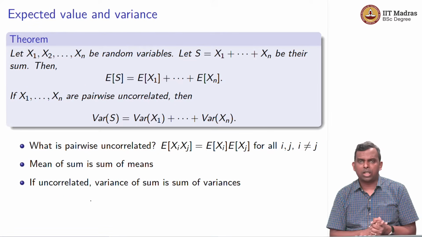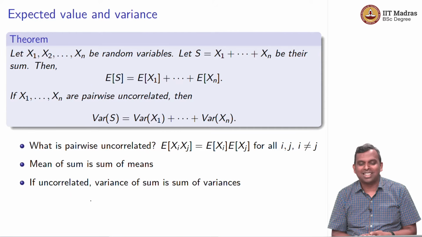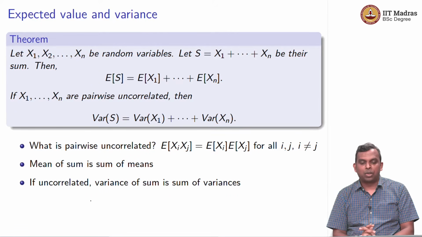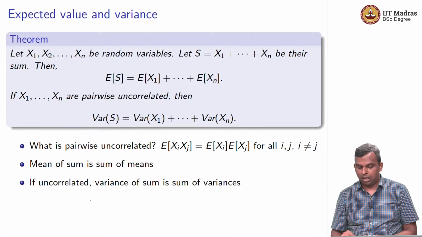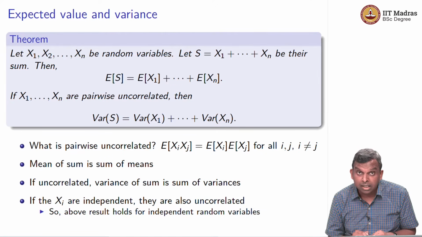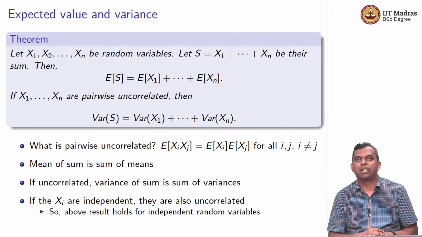This pairwise uncorrelation, being uncorrelated, can be checked quite often using data. At least roughly, you can check that. It's not too bad. So it's a very nice fact to remember. This is quite a powerful fact about the expected value and variance of a sum of n random variables. In particular, if it turns out X1 through Xn are independent, then they are of course pairwise uncorrelated.